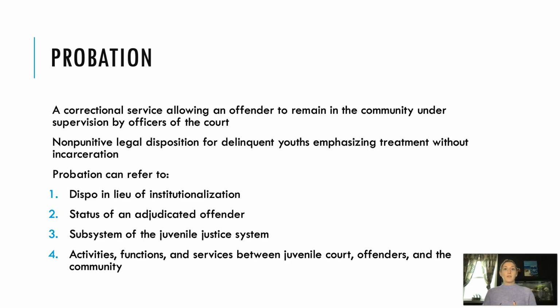So we have roughly 300,000 youth that are placed on probation every year. This is more than 60% of all juvenile dispositions that are given. So our basic goal here is to provide services to the youth that's going to help them avoid future delinquent behaviors. So probation can refer to four major things.